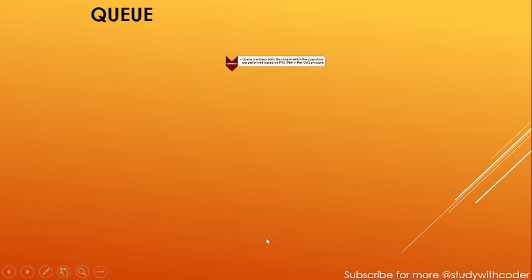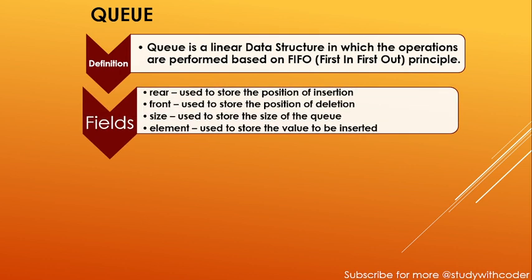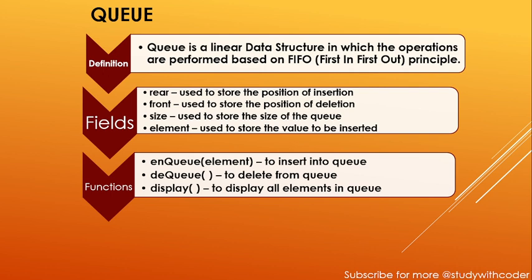Next, definition of the queue. Queue is a linear data structure in which the operations are performed based on the FIFO, first in first out principle. The queue's fields are rear, front, size, and element, in which rear is used to store the position of insertion, front is used to store the position of deletion, size is used to store the size of the queue, and element is used to store the value to be inserted.